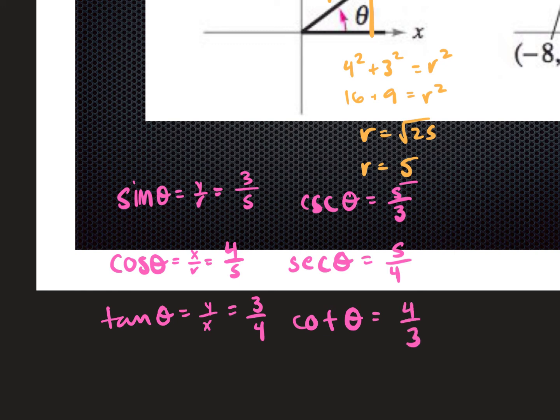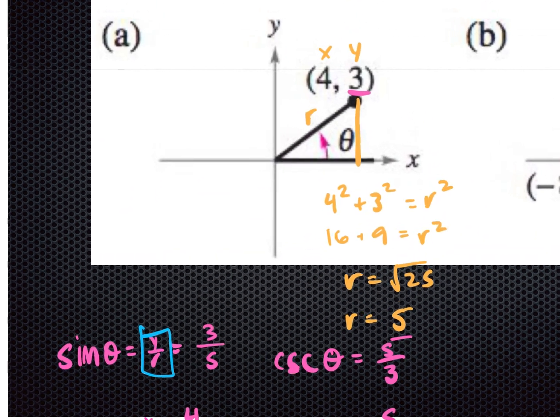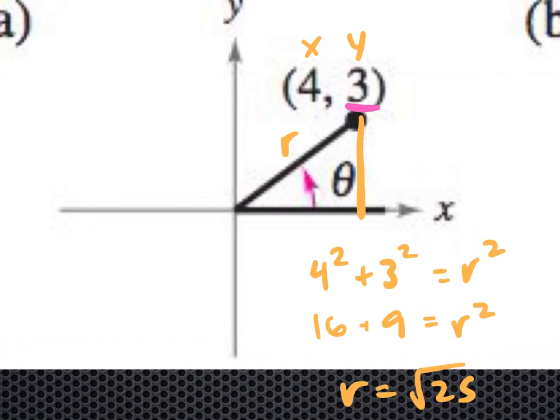So it helps to know that sine is y over r and cosine is x over r. But in case you forget, you can always look at your triangle and just use SOHCAHTOA. That would work too. Because my x is 4, my y is 3. This is theta. Sine is opposite over hypotenuse. So opposite would be 3. Hypotenuse is my radius, which we found was 5.